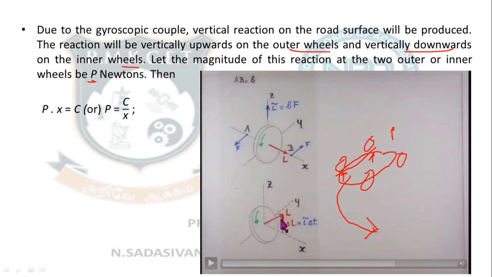Therefore, each force is P by 2. Right? And it is numerically equal to the downward pointing force on the inner wheel. Reaction forces. Right? Okay. So now I am going to calculate the couple.